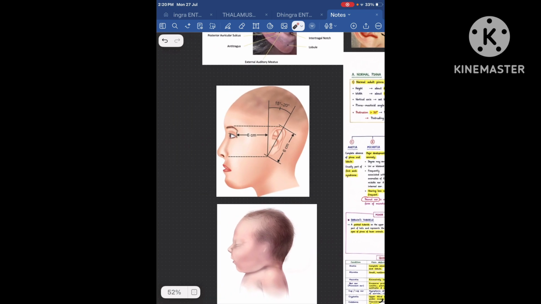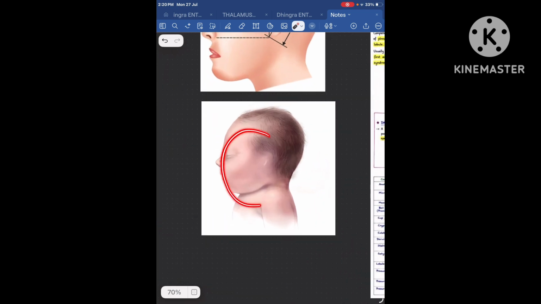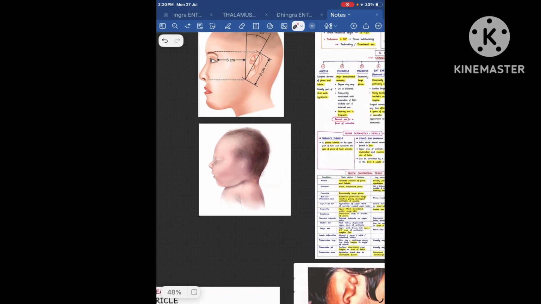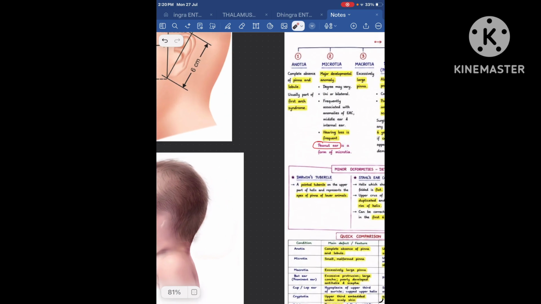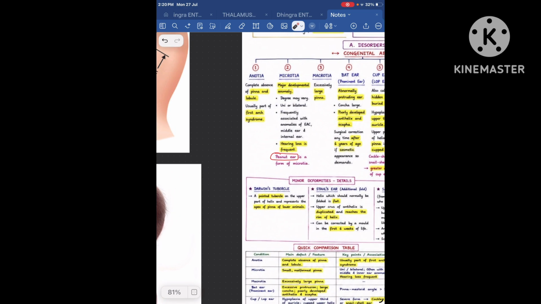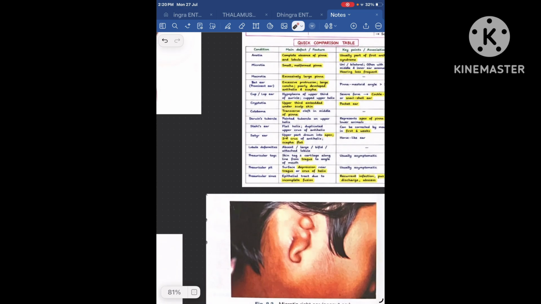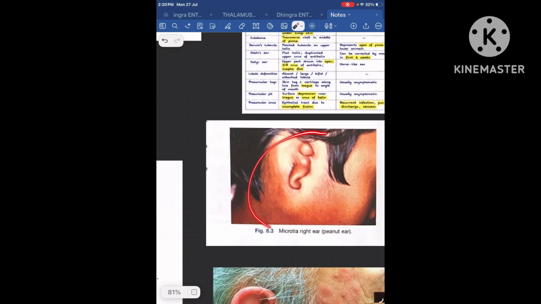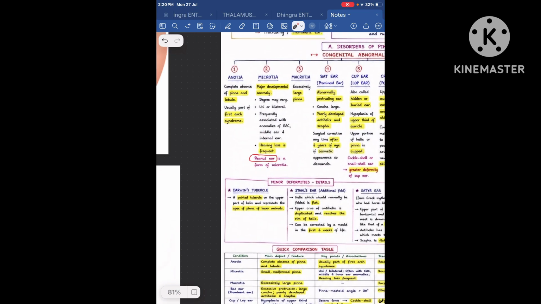Let's see this image. Anosia. This is anosia. In this you don't find any pinna. There is no pinna, right? That is anosia. Basically complete absence of pinna, with only the lobule. Okay, right? And let's see microtia. Where is microtia? Microtia is this. This is microtia of the right ear. It looks like a peanut. Microtia is peanut ear. That's why this is microtia. Clear?